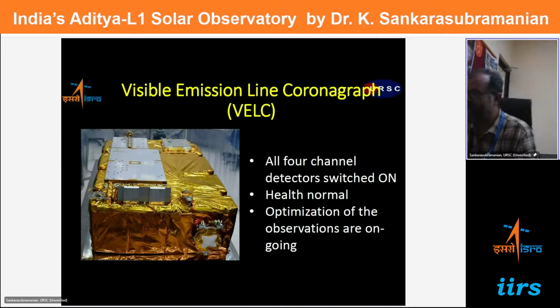One of the biggest instruments on board Aditya-L1 is the coronagraph. This was also switched on. All 4 channel detectors are working fine. Health is normal. However, we are yet to optimize the system for the coronagraphic measurements. That is currently ongoing. So I'm not going to present any results from VELC for this particular discussion.